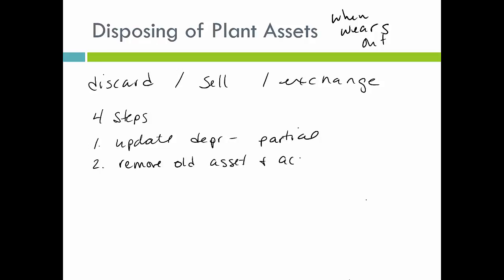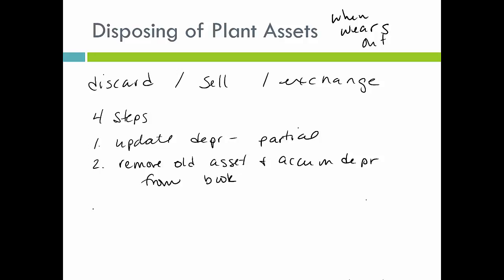and the accumulated depreciation for that asset from my books. So the asset has a debit balance, so that means I'm going to need to credit that for the full amount. Accumulated depreciation has a credit balance, so I need to debit that for the full amount, and then those two accounts will have 0 balances. If you were exchanging an asset, getting a new one, you could put that in here too.